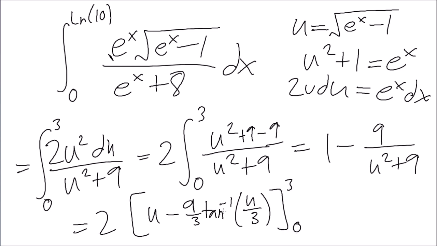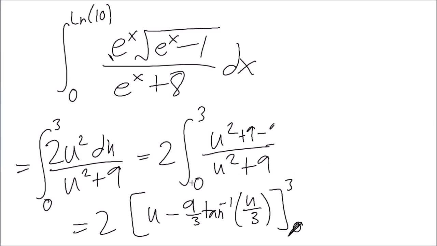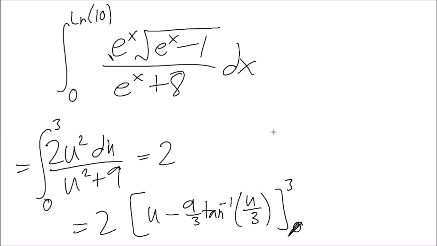Plug in 0: 0 minus inverse tangent of 0, that's all 0. So that's alright. I like checking things like that. Let's check for 0 first. Okay, we're good to go. But again, we always evaluate from top to bottom. Let me just erase and make some room.